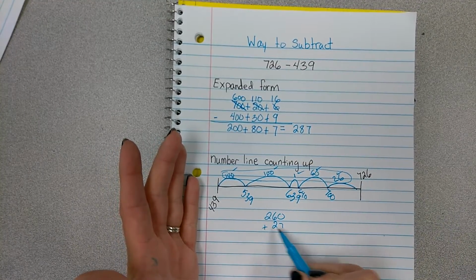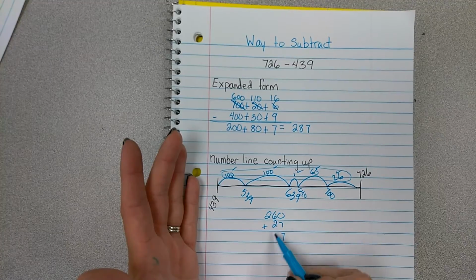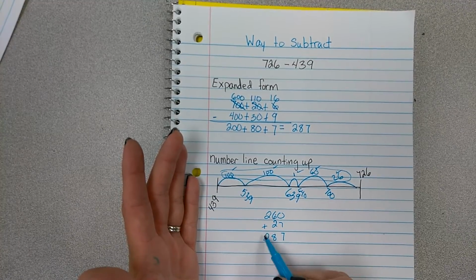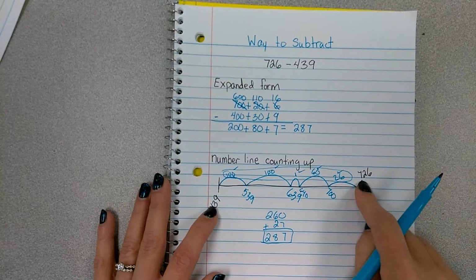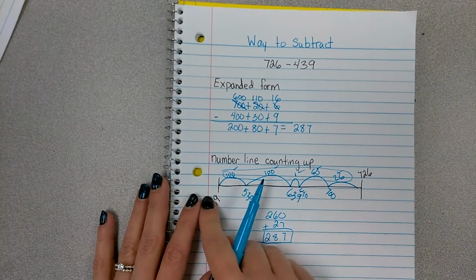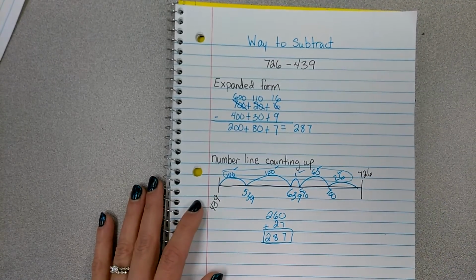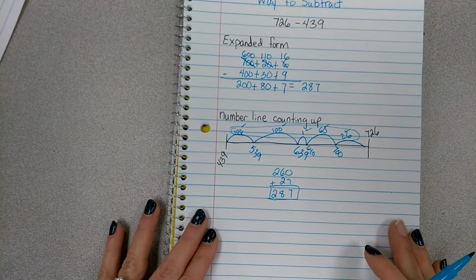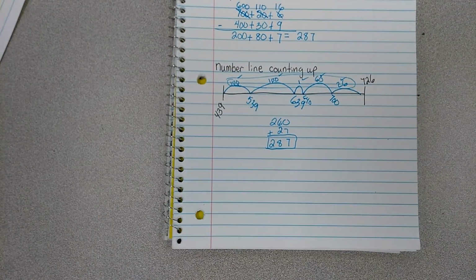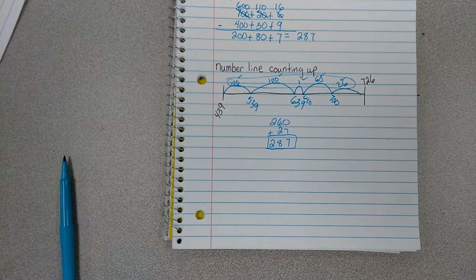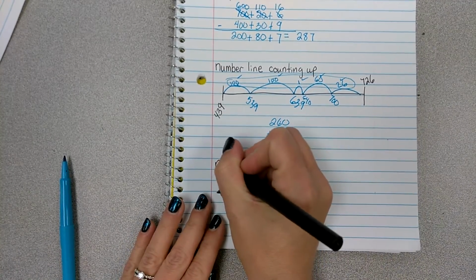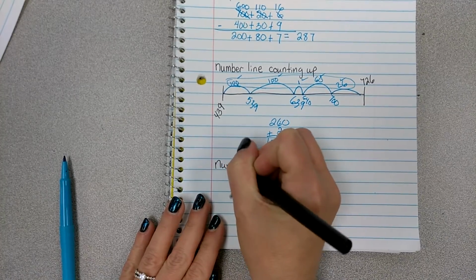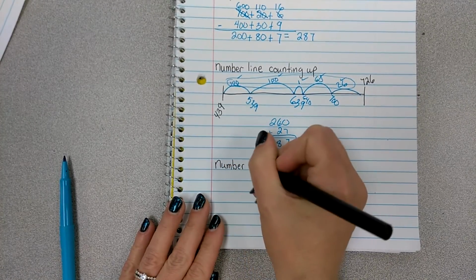And now I just add the rest. 7, 6, 7, 8, 287. So my answer from 726 minus 439, the difference between those two numbers, is 287. That was the number line counting up. Let's go to the number line counting backwards. Like I said, I'm not a big fan of it, but it is a strategy, and some people like it a lot.